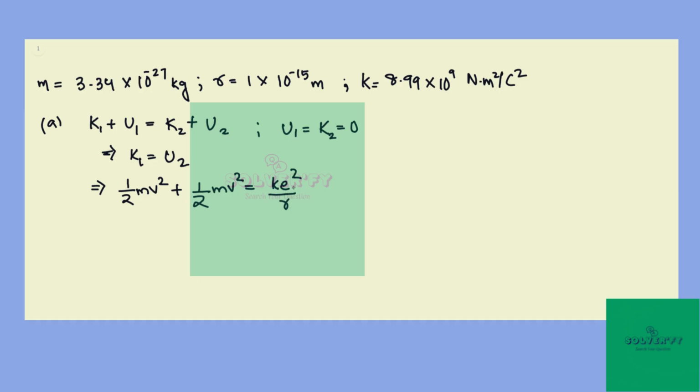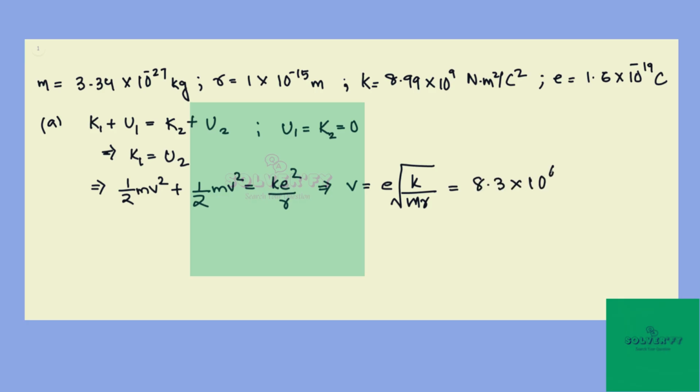e is basically the charge of the electron and k is the Coulomb constant and is given by this value. This gives velocity to be equal to e times root over of k over mr. So m is given to be this value and e is the charge of the electron. So we are just taking the magnitude here. And this gives the magnitude of velocity to be 8.3 times 10 to the power 6 meters per second.